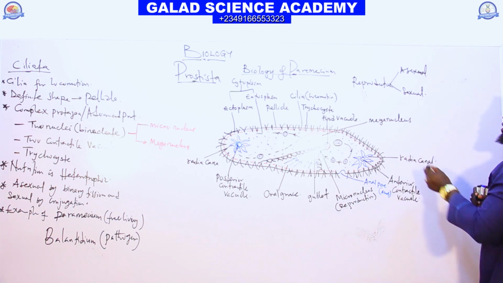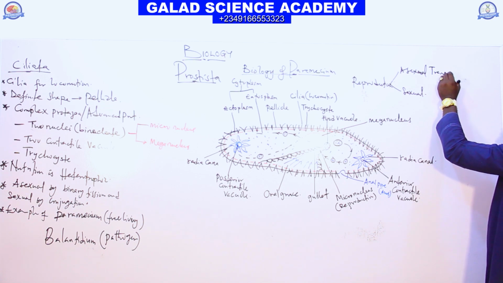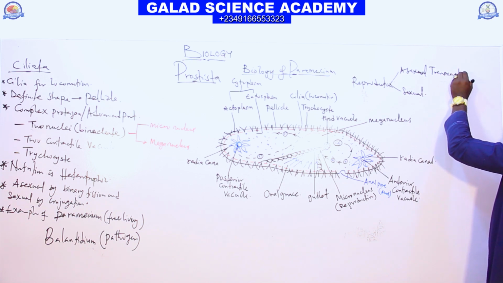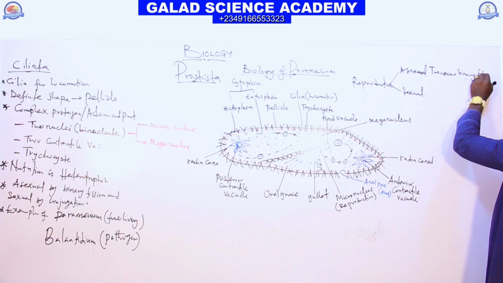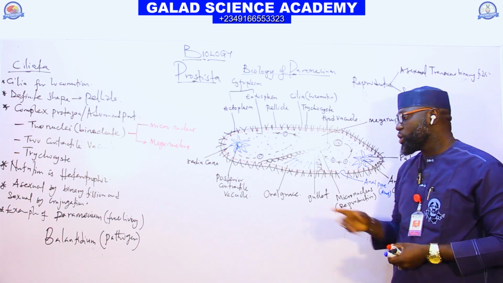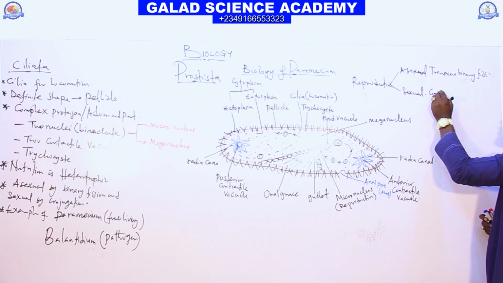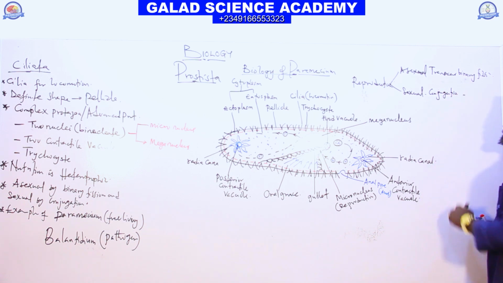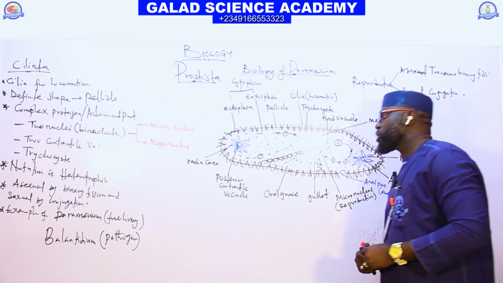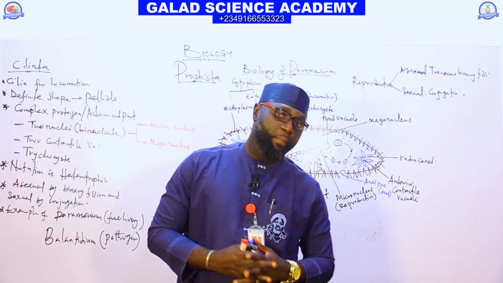So the one we have in this one is transverse binary fission. But the sexual reproduction that takes place in Paramecium, we call conjugation. So that's all about the biology of Paramecium.